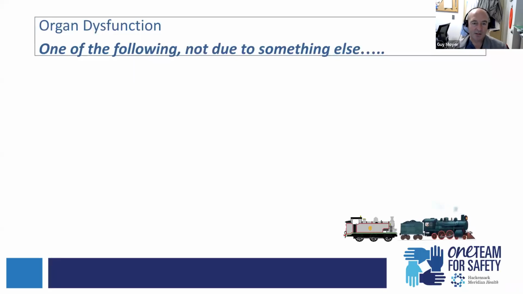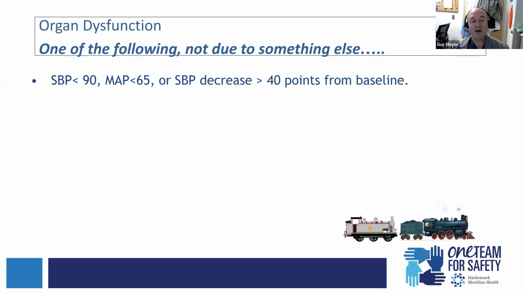Organ dysfunction is any one of the following, not due to something else. A systolic blood pressure that is less than 90, or a mean arterial pressure that is less than 65, or a systolic blood pressure that has decreased by more than 40 points from baseline. Meaning, if they came into the emergency room and their systolic blood pressure was 140, and then they reach your unit and now it's 90/60, that's a 40-point drop from baseline.